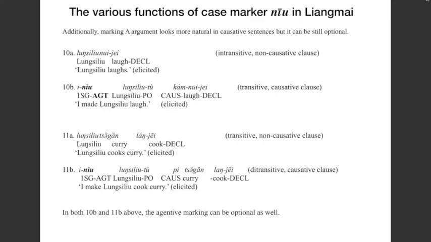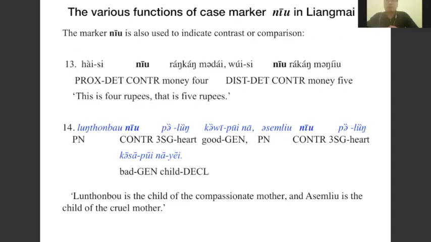The marker new is also used to mark an inanimate subject, such as in 12, Naimik new kabun kamnung ide. Here the inanimate Naimik, sun, is marked agentive. The marker new is also used to indicate contrast or comparison. Here in example 13, we have Hai Si New Ang Kang Madai, We Si New Ang Kang New. Similarly, in 14, we can see Lung Thon Bo New Palung Kawi Pui Na, the same new Palung Sa Pui Na He. Here the new marker gives a contrastive meaning.